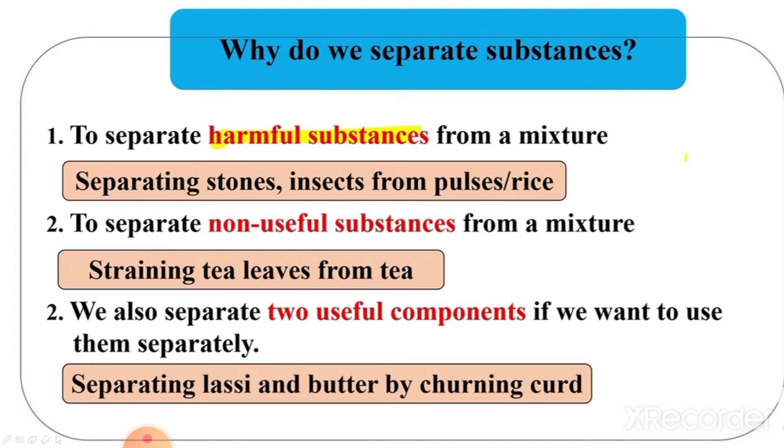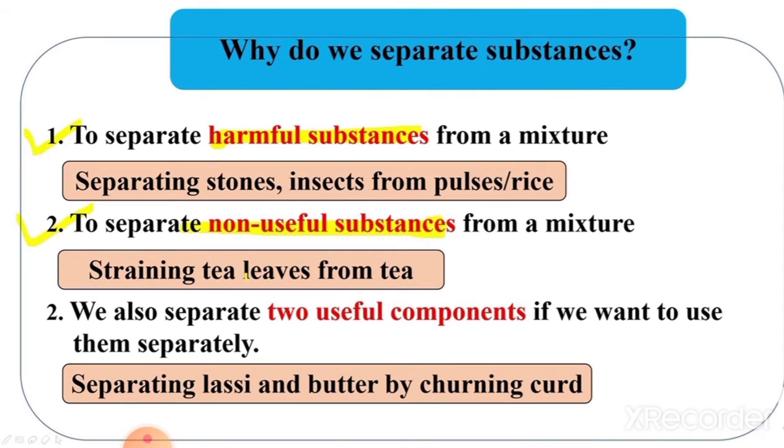So your mother, before cooking this rice, will pick up those stones and insects, and then she will wash the rice and then she will cook it, right? So what she has done, she has separated harmful substances from a mixture. So we do separation to separate harmful substances from a mixture. The next reason for separation is to separate some non-useful substances from a mixture.